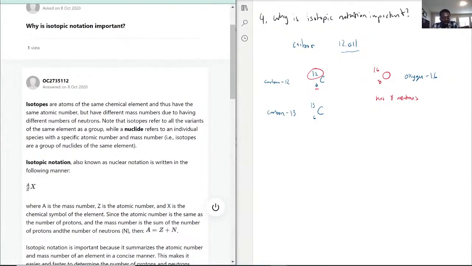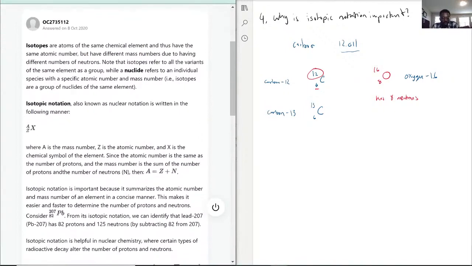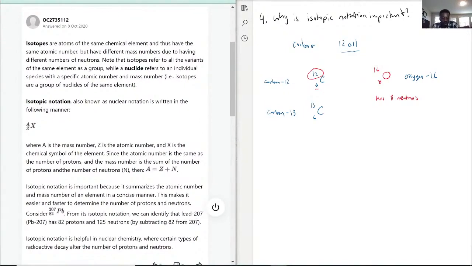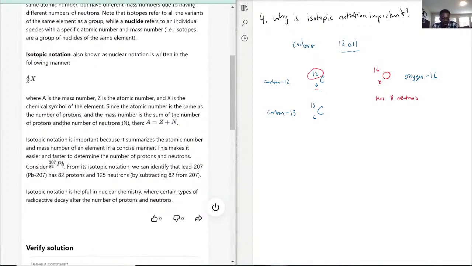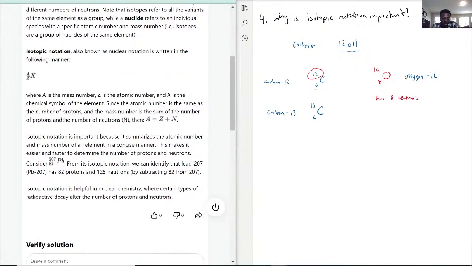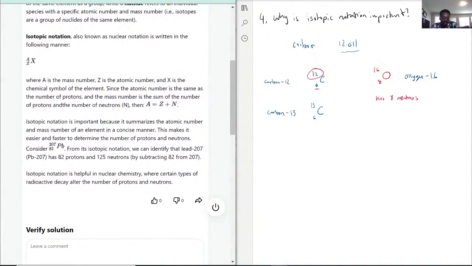So let's see. Note that isotopes refer to all the variants of the same element, while a nuclide refers to an individual species with a specific atomic number and mass number. Isotopic notation: A is equal to the element number plus the amount of neutrons it has. They give an example of lead. You see the difference between the amount of protons and the total amount. There are exactly 125 neutrons.